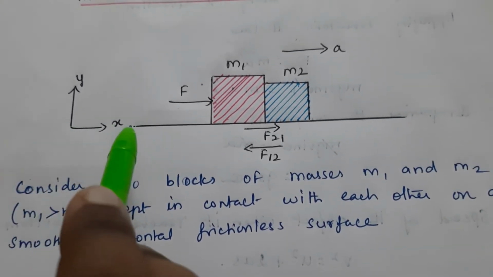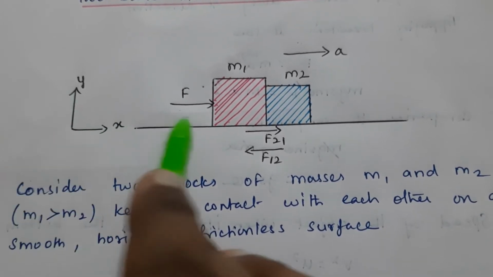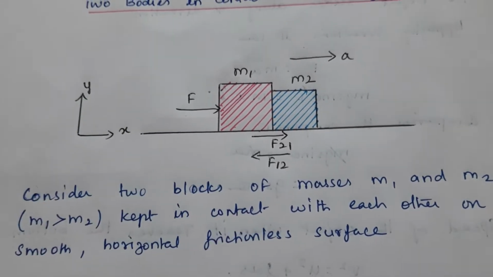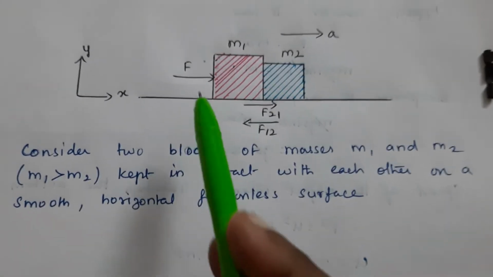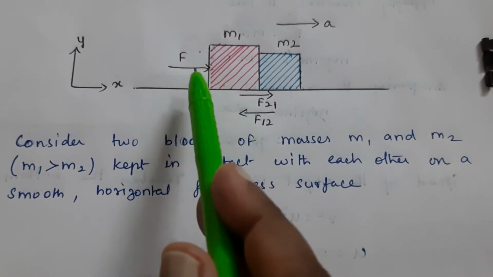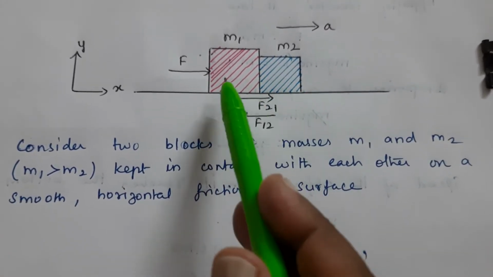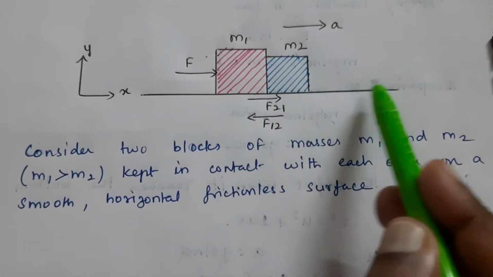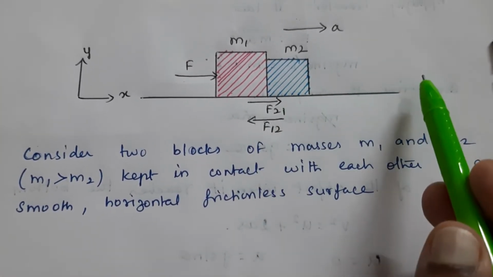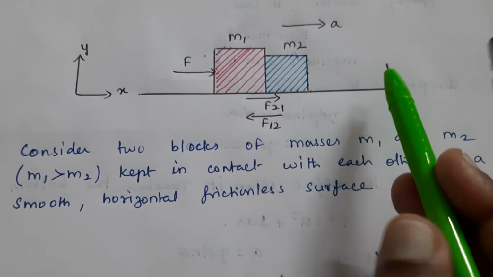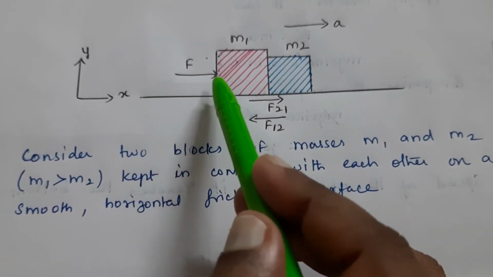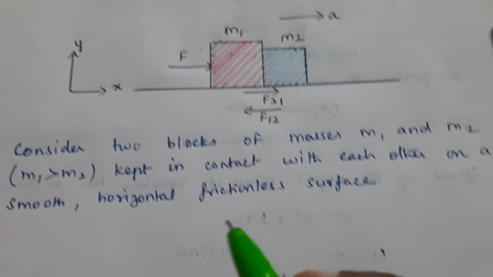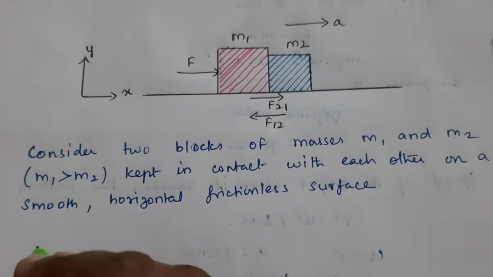Now they are along the x coordinate. Here the horizontal coordinate is taken as x and the vertical line is taken as y. Now on application of force F, both the blocks which are in contact are set into motion and accelerate in the x direction simultaneously. So when we give a force F, both the blocks will accelerate in the x direction. Now to find the acceleration.